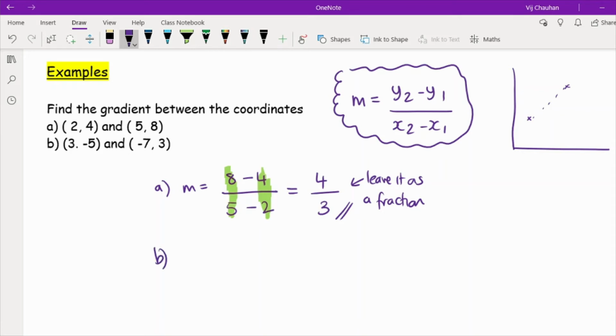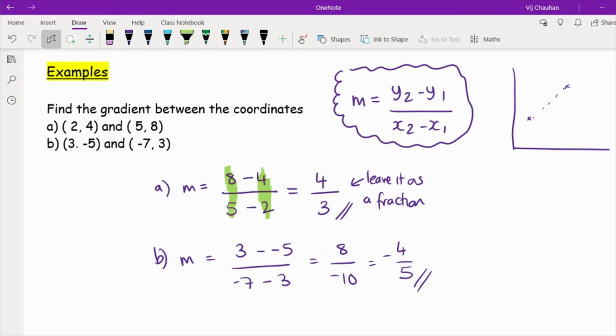So moving on to question B. Here we've got our y2, which in this case is 3, minus 5 over minus 7 minus 3. Here we've got two minuses, so that becomes 8. And then we've got minus 7 minus 3, which is minus 10, which simplifies to minus 4/5. It doesn't really matter where your negative goes, whether it's on the numerator, on the denominator, or in the middle, that is our final answer. So just be careful with the signs, and you'll be absolutely fine from there.